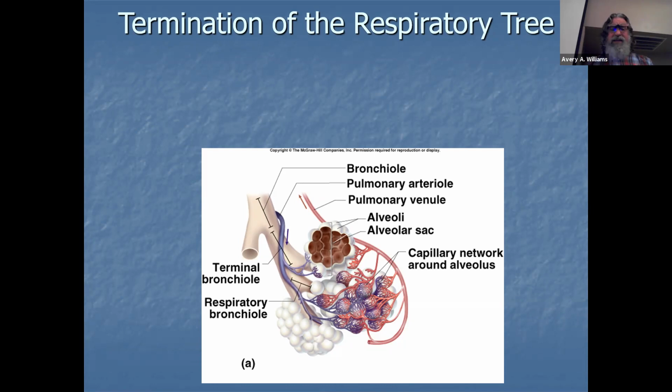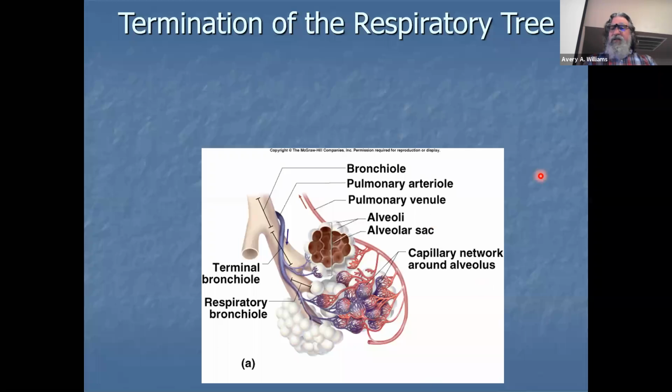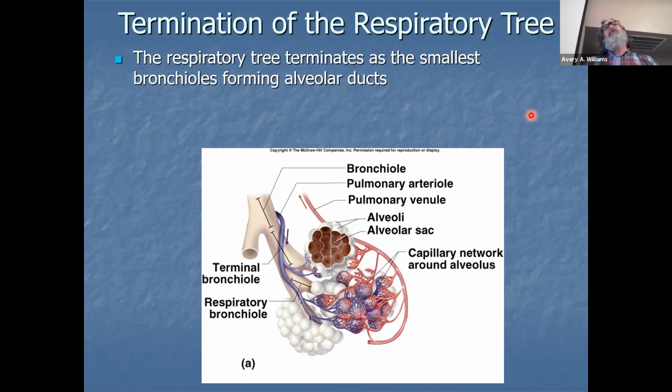So anyway, let's see where, according to my sources I have here today, this is where we left off last time. The termination of the respiratory tree, where it all comes to an end, right? Is this right? Are you sure? She gave me a thumbs up, so that's right.